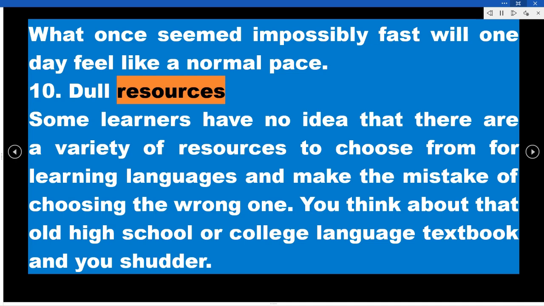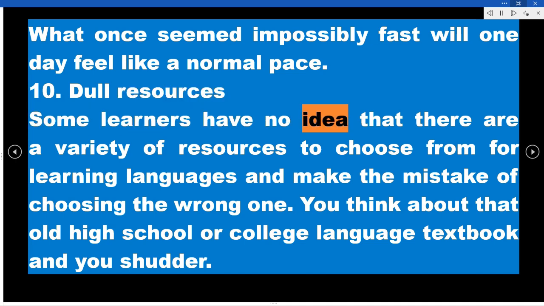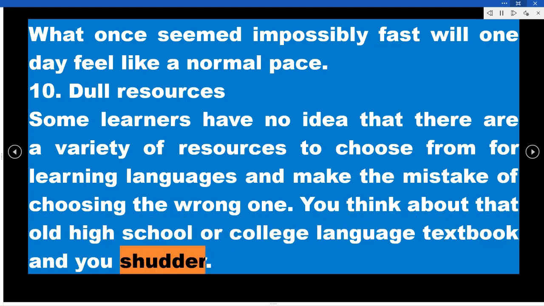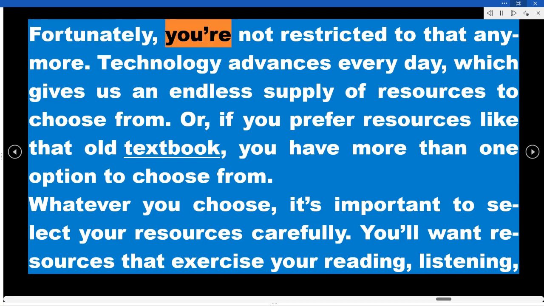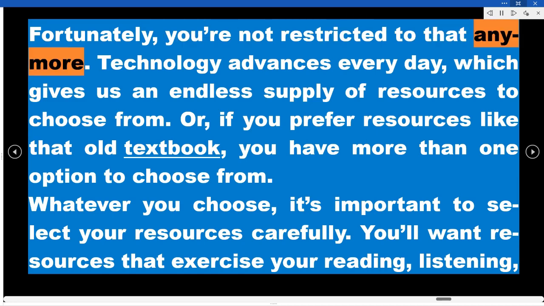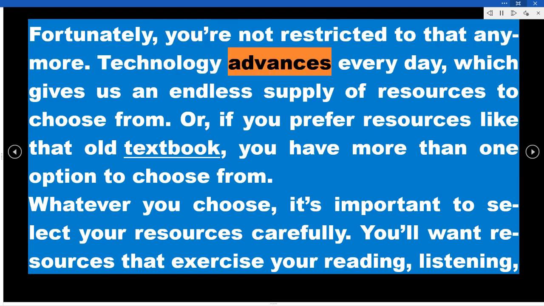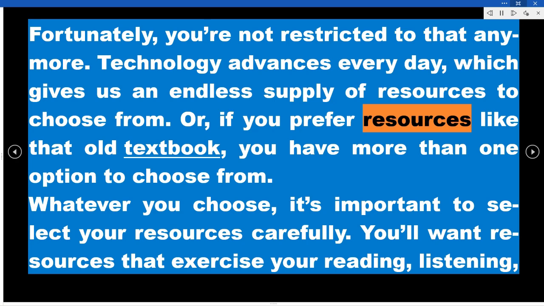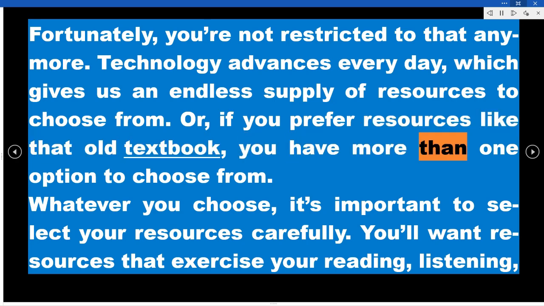10. Dull resources. Some learners have no idea that there are a variety of resources to choose from for learning languages and make the mistake of choosing the wrong one. You think about that old high school or college language textbook and you shudder. Fortunately, you're not restricted to that anymore. Technology advances every day, which gives us an endless supply of resources to choose from. Or, if you prefer resources like that old textbook, you have more than one option to choose from.